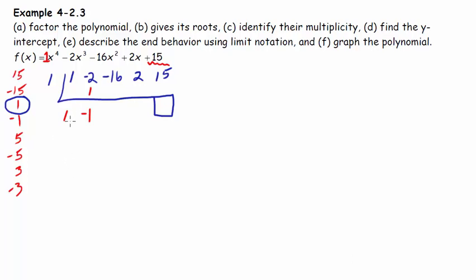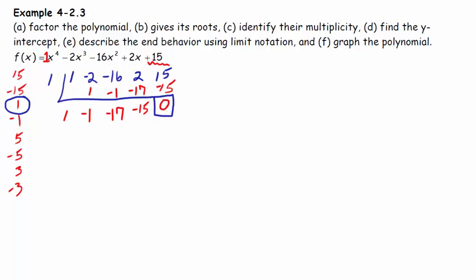Alright, this is the same as we did with the cubics. 1 times negative 1 is negative 1. I add and I get negative 17. Okay, 1 times negative 17 is negative 17. I add and I get negative 15. Okay, 1 times negative 15 gives me negative 15. I add and I get 0.